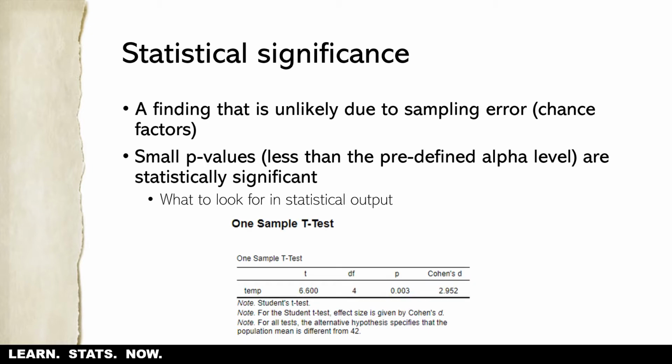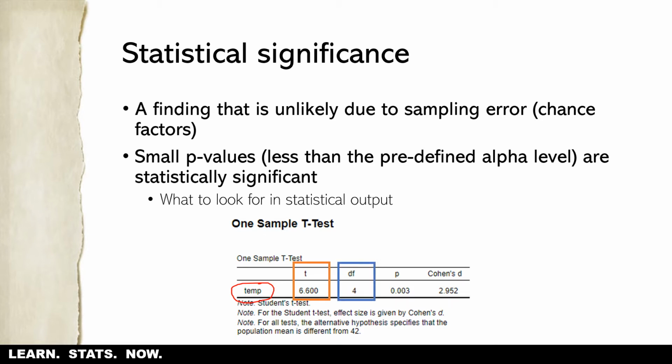Well, here's some output from JASP, and it's for a one-sample t-test. And the variable that we were looking at here was called temp, okay? And it's not important what that measures right now. But let's just go through the output and you can see what is actually reported. The column that says T is the actual test statistic. Okay, and in this case, T had a value of 6.60. So this is the T statistic, the actual result from the t-test that was run.